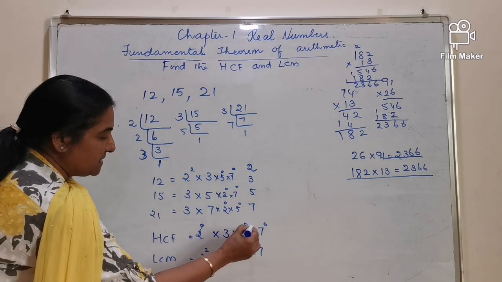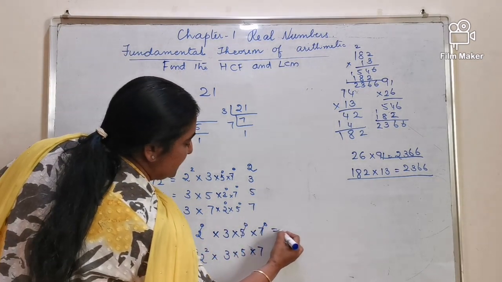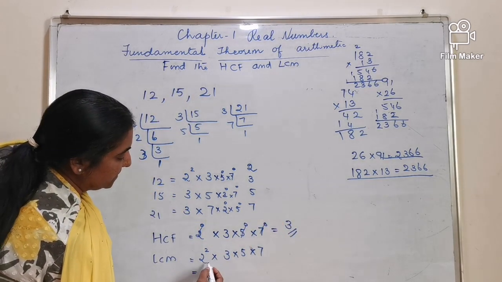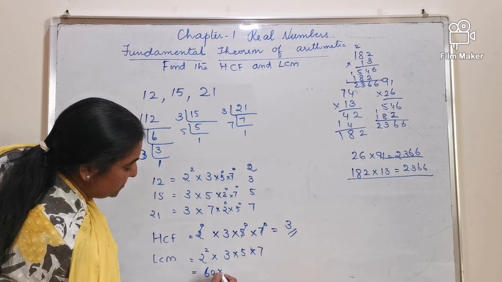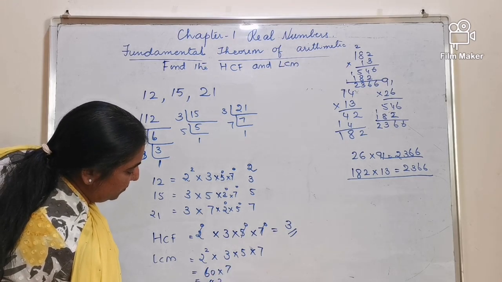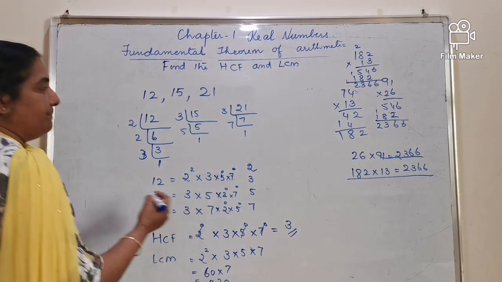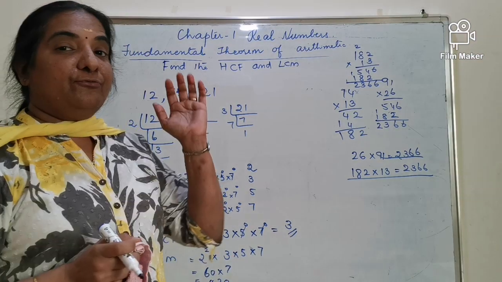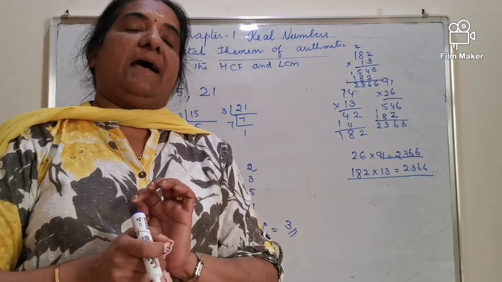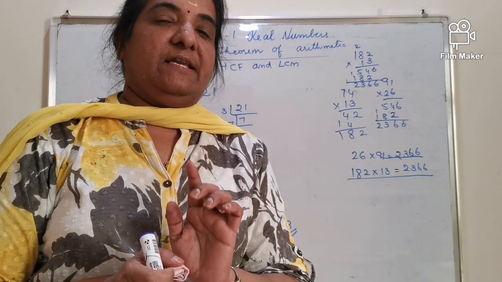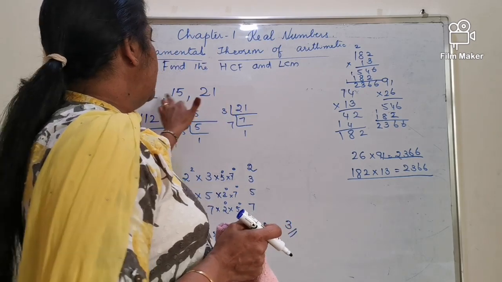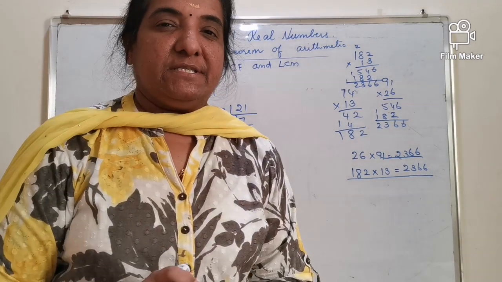Since the value is 1, the HCF takes the value of 3 and the LCM is 60 into 7, which is equal to 420. And then the property that the product of two numbers is the same as the product of their HCF and LCM is not satisfied in the case of three numbers.